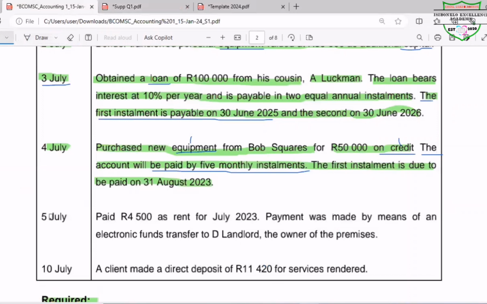So this one took place on the 5th of July. Paid 4,500 as rent for July 2023. Payment was made by means of an electronic fund transfer to the landlord, the owner of the premises. So guys, we are renting the premises here, so we are paying the rent every month. The monthly rental is 4.5.